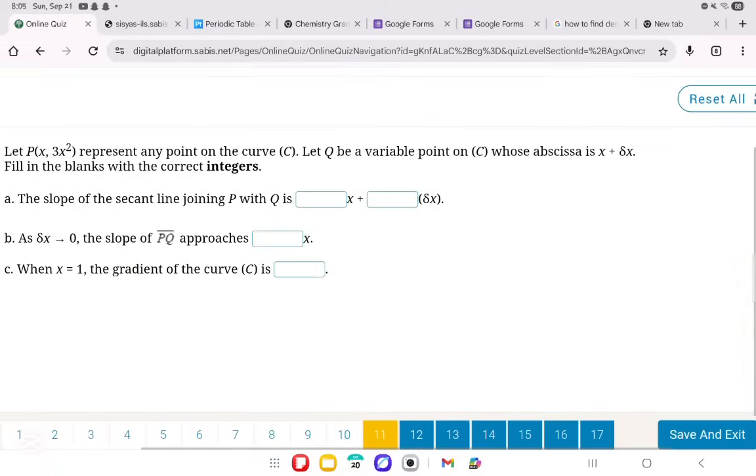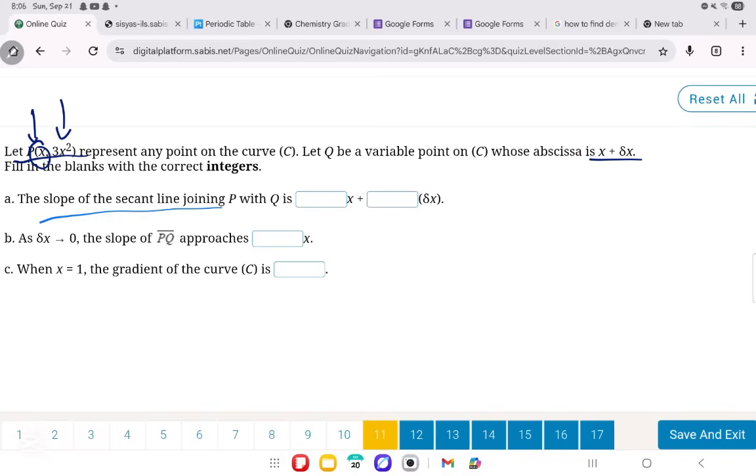Okay, this looks a bit complicated, but it's not complicated. Trust. They said let P(x, 3x squared) represent any point on the curve C. Let Q be a variable point on C whose abscissa is this. So we have the abscissa, which is the x, and our ordinate, which is the y, which is 3x squared. Now, what do they want? They want the slope of the secant joining the two points P and Q.